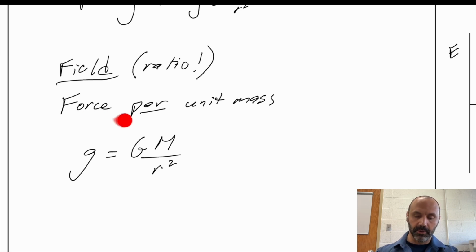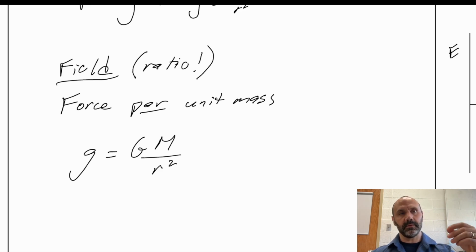It's the force per unit mass, and this is the way that we calculate it. Little g equals GM over r squared. It also happens to be equivalent to the acceleration in this case, right? Because if you take the force and divide by the mass, then you get acceleration, and that's also what we get here. It works with gravity. Electric field is not the same as acceleration because there you're finding force per coulomb, force per charge, not force per mass.